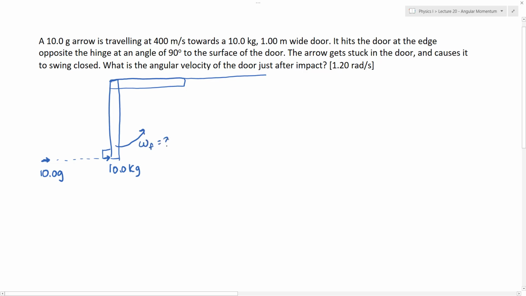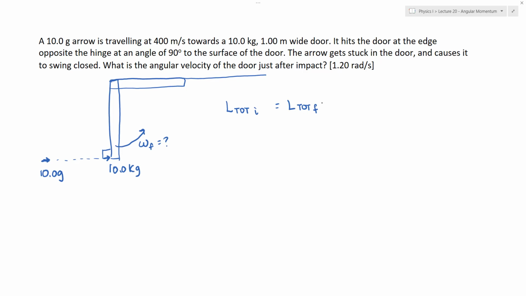Okay, so we have an arrow that's hitting the door. If the arrow and the door together is our system, we can say there's no net torque acting on the system. There's no other forces that are causing this door to swing. It's just the arrow hitting the door, and that's it. So because the net torque acting on the system is 0, we can say that the angular momentum of both the arrow and the door initially is equal to the angular momentum of the arrow and the door final, so after the collision. Okay, now this is another inelastic collision because the arrow gets stuck in the door.